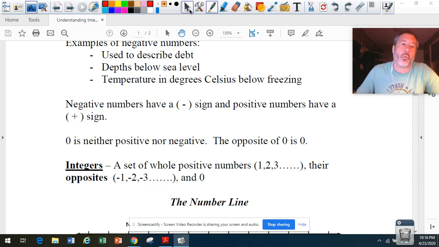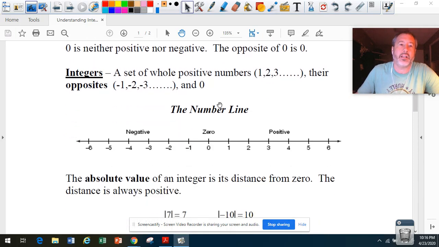Now let's talk about what an integer is. It's really important to understand what an integer is. An integer is a set of whole positive numbers, like 1, 2, 3, 4, 5, 6, 7, 8, 9, 10. Those are integers. 1.4 is not an integer because it's not whole. 8.752 is not an integer because it's not whole. And they're opposites, which means -1 is an integer, -2 is an integer, -3 is an integer, -4 is an integer. -4.5 is not an integer. There are no decimals or fractions with integers at all.